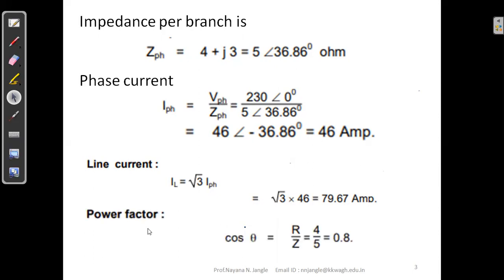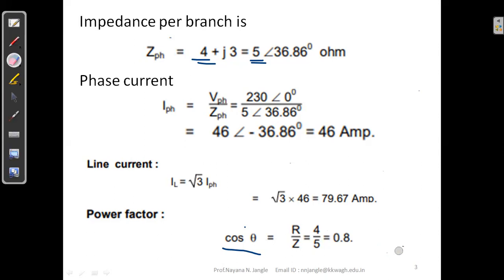Okay, power factor is the cosine of the angle between voltage and current. You can calculate it by the ratio of R and Z, that is resistance and impedance. So power factor cos theta is equal to R upon Z. R is your 4 ohm, and Z is 5 ohm, as we calculated here. So cos phi is equal to R upon Z, 4 upon 5, it is 0.8 and it is lagging. Why is it lagging? Because it is an inductive load. That's why this power factor is lagging.